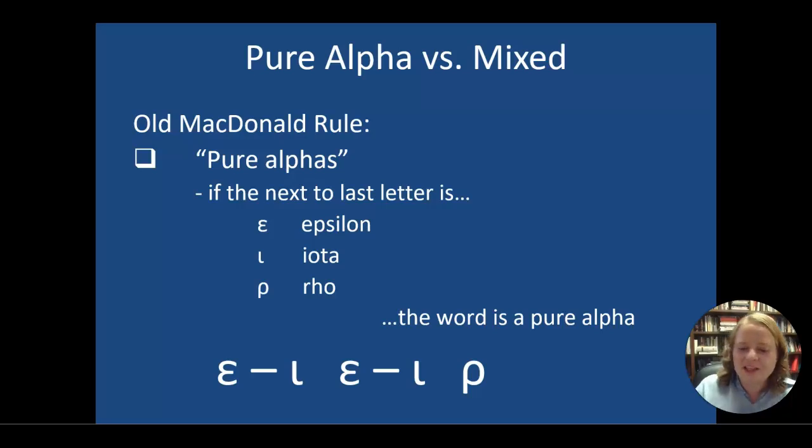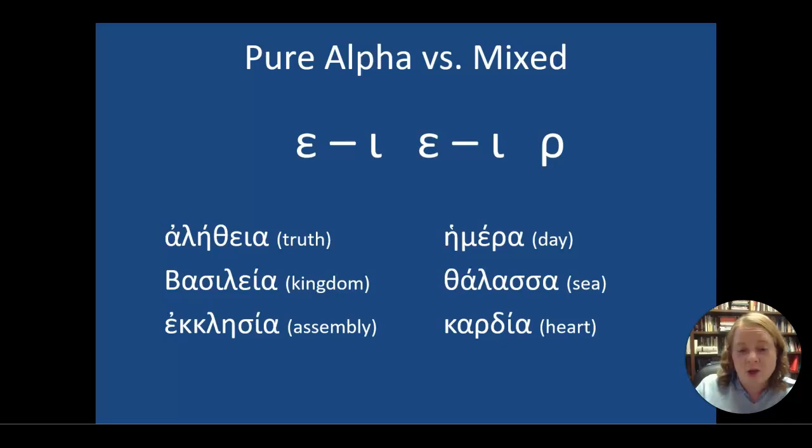Okay, so you look at the next to last letter, and if it is an epsilon, an iota, or a rho, then it's a pure alpha. So this will help you see them. Pure alphas versus mixed, based on the EI rho rule. Aletheia, the next to last letter is iota. So that would be a pure alpha. You'd have alphas all the way through the singular. Same would be true for basileia. You'd have it all the way through. Same thing for ecclesia. Hemera, it has alphas all the way through, but the doxa is mixed.